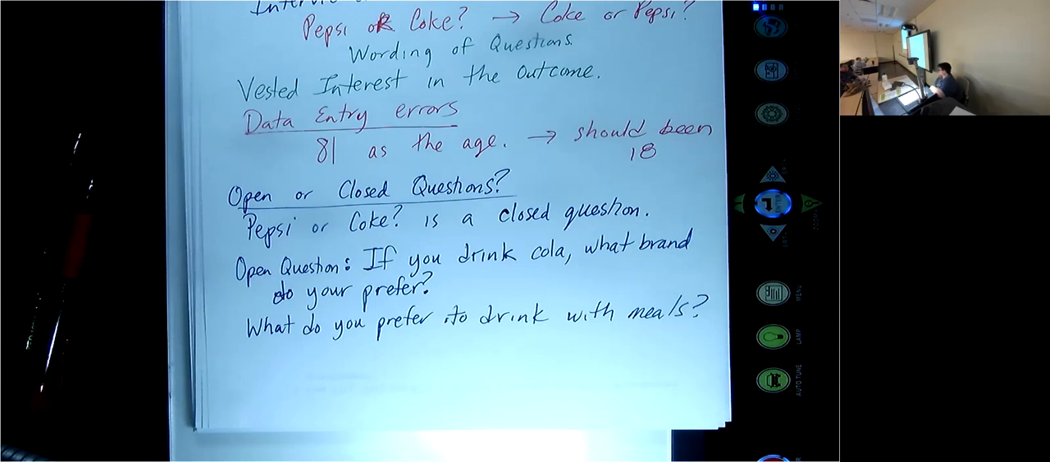So the open question gives you a lot more answers, which is a pain to tabulate, but it's more accurate. If you can do something with it once you have it, you get better answers. So there's pros and cons to each.